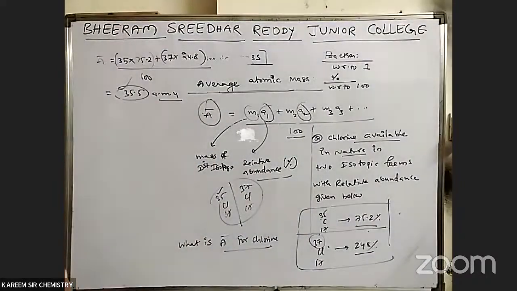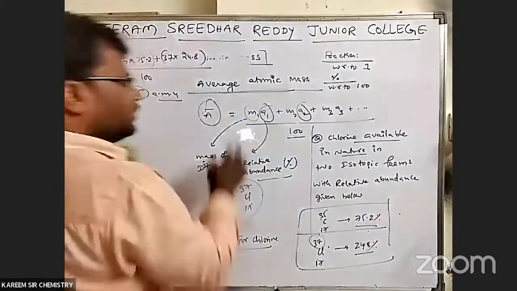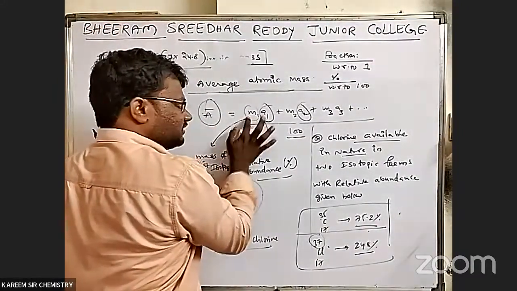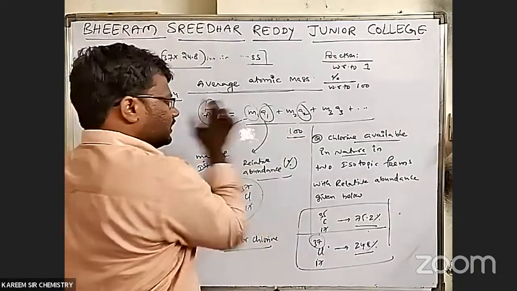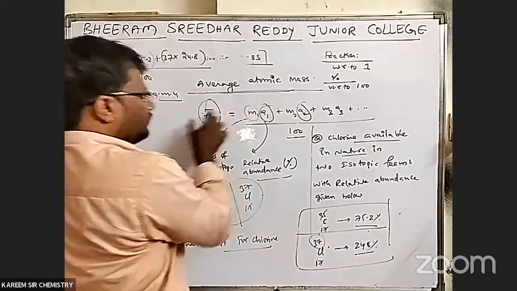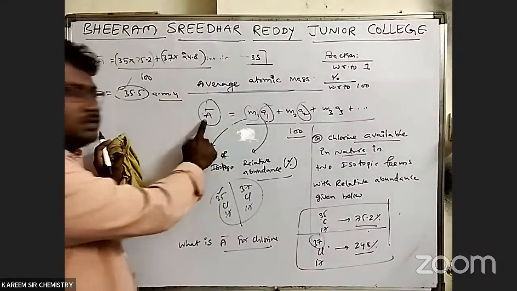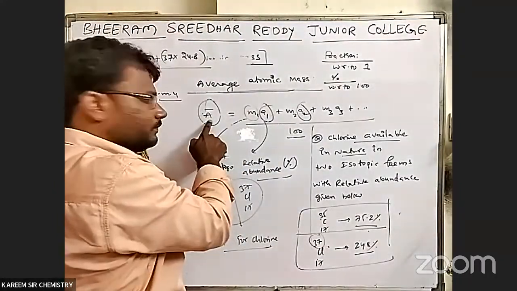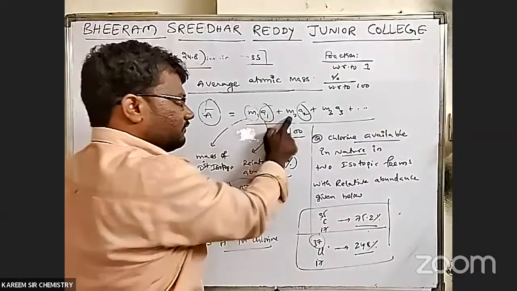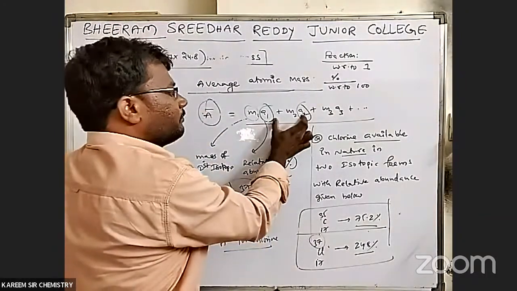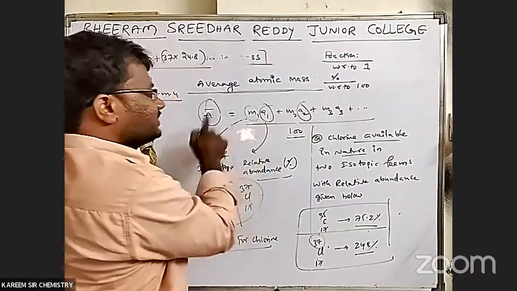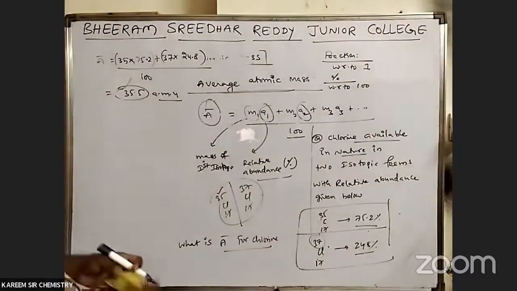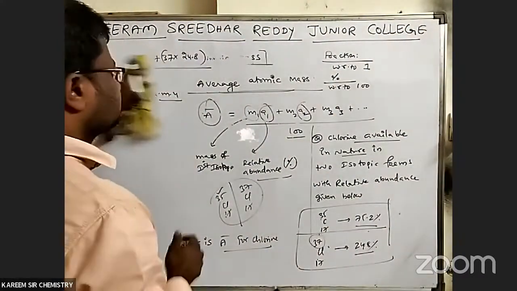In this model, I will give one more problem. In the previous problem, the isotopic masses and abundances were given, and we calculated the average atomic mass. In the next model, the average atomic mass is given, their masses are also given, and then we should calculate their percentage of abundance: how much percentage of this isotope is available and how much percentage of the other isotope is available. So see here, how can we do this?